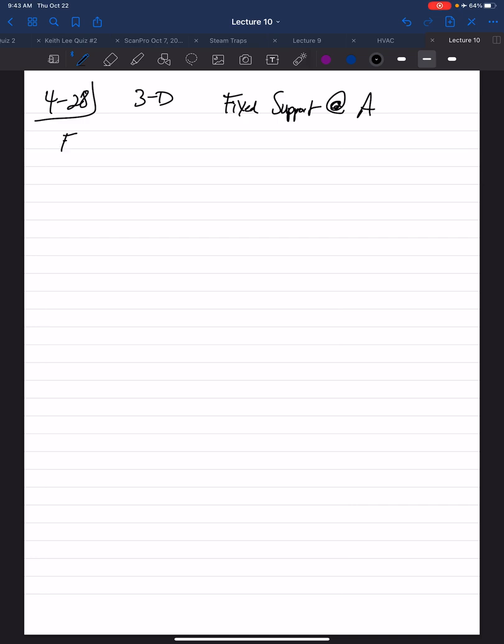So a fixed support has, in 3D, your Fx, Fy, Fz, and your moments. So the fixed support resists translation in all 3 directions, and it resists rotation about all 3 axes. So, as always, let's start with our free body diagram. Bear with me.